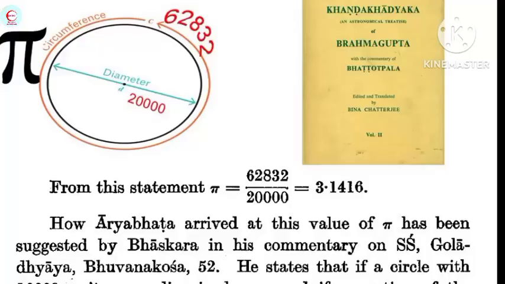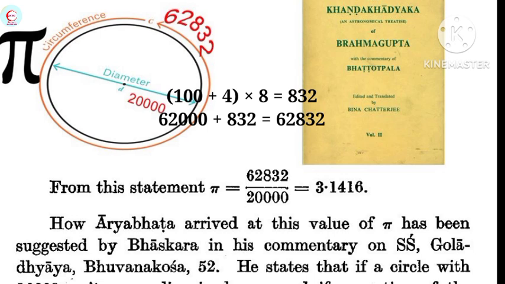Let us see how. If the diameter of a circle is 20,000, which was considered by Aryabhatta in this example, he took a circle of diameter 20,000. We add 4 to 100, we get 104. Multiply it by 8, we get 832. And then we simply add 62,000 to it, which gives us 62,832. Here we see that 62,832 is our circumference and the diameter is 20,000.